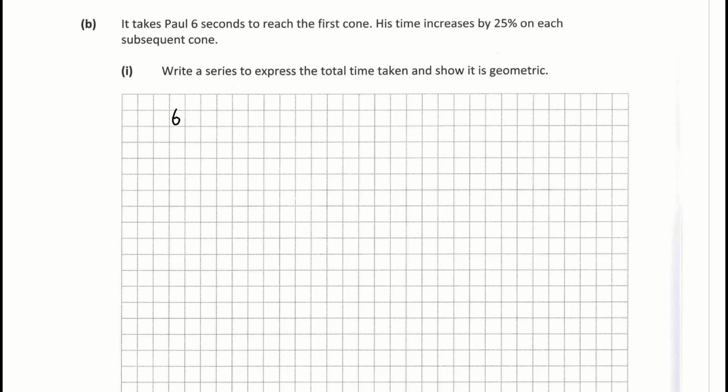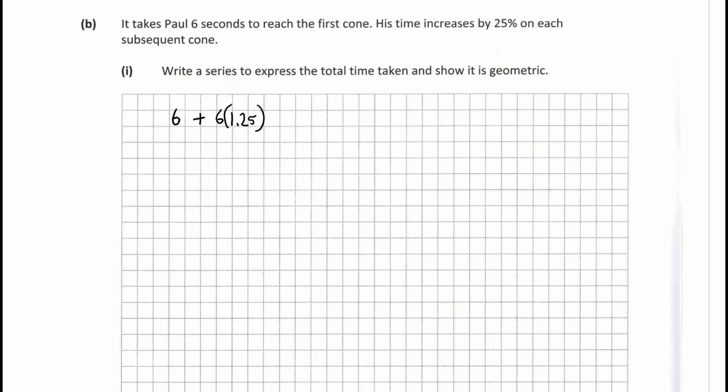To get to the second cone, it's taking him 25% more. So it's basically increasing 6 seconds plus the 25%. So in fact, it's actually taking him 7.5 seconds if I increase 25% onto 6 seconds. But that's the same as me going the original 6 seconds multiplied by 1.25. And the 1.25 basically represents the 1 being 100% and the 25 is the 25%. So he's increasing his time there by 25%.